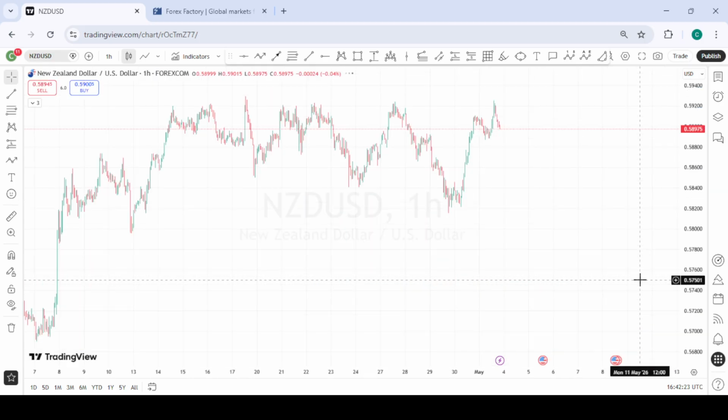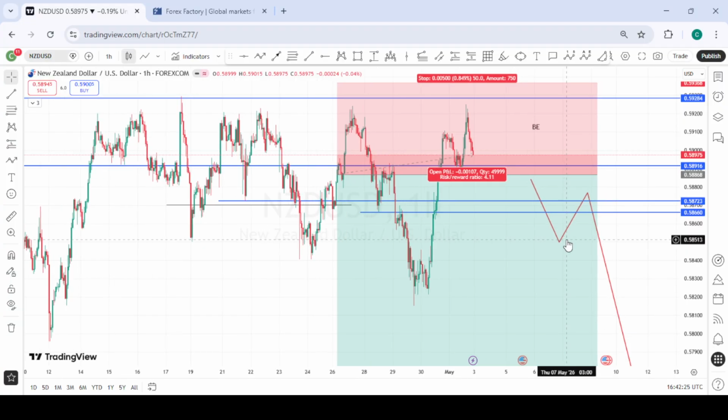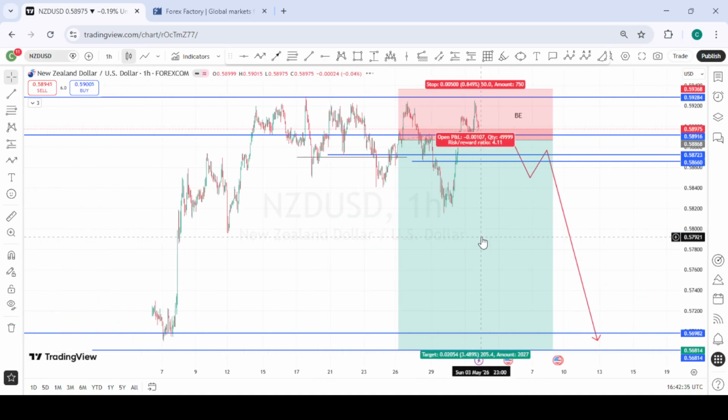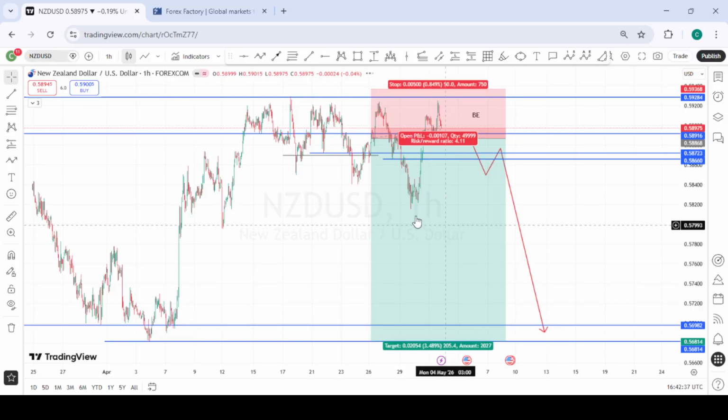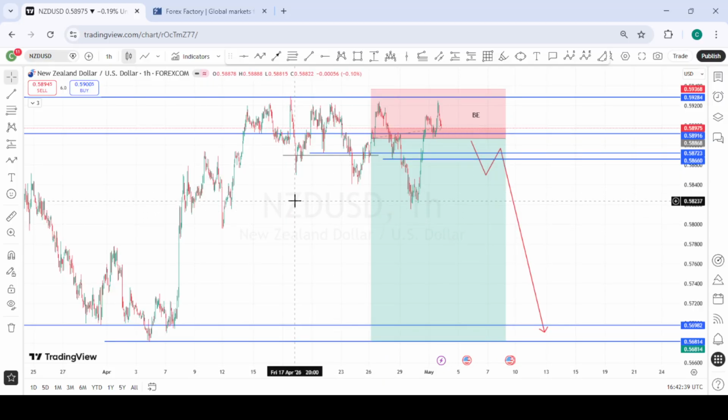And this is NZDUSD. We took an entry somewhere here. Price came all the way into profit. And looking at how the momentum was reversing on the DXY pairs, we just had to set our break even on this one as well on the NZDUSD. So we are currently in profit on NZDUSD. We hit our BE on NZDUSD.